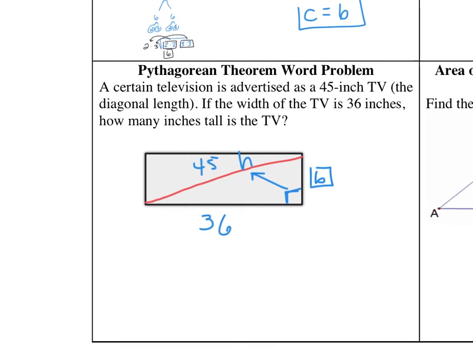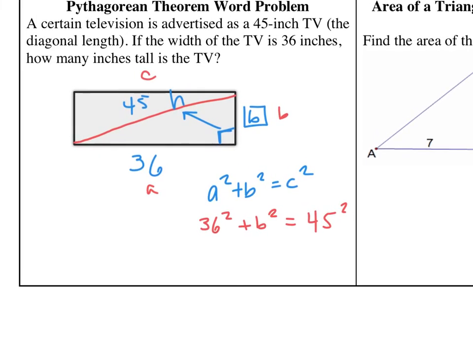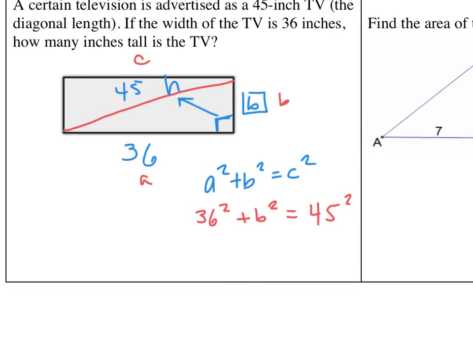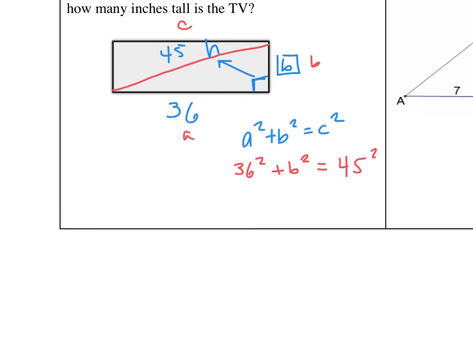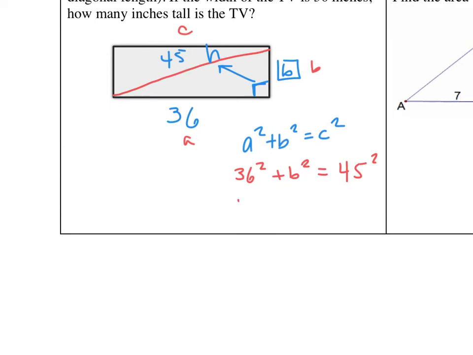So I know a squared plus b squared equals c squared. I'm going to make my substitutions. This is your a, that's your b, that's your c. So I have 36 squared plus b squared equals 45 squared. I'm going to evaluate those in my calculator. 36 squared is 1296. B squared is just b squared. And 45 squared is 2025.